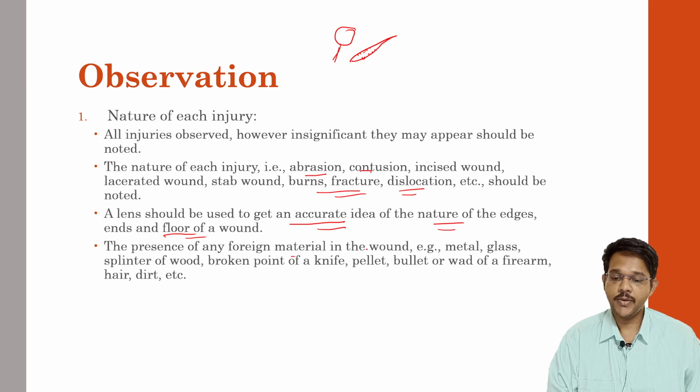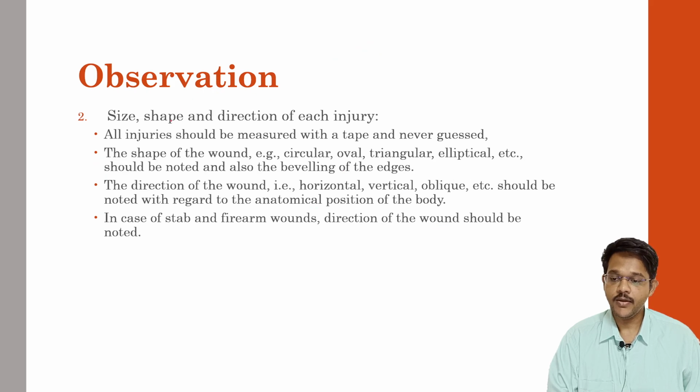Presence of any foreign materials in the wound, such as metal, glass, dirt, broken point of knife, pellets, etc., has to be preserved and sent for further examination. The next part of the examination is the size, shape and direction of each injury. Each injury has to be measured with a tape and never guessed.